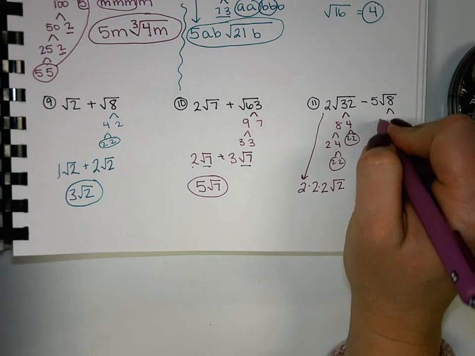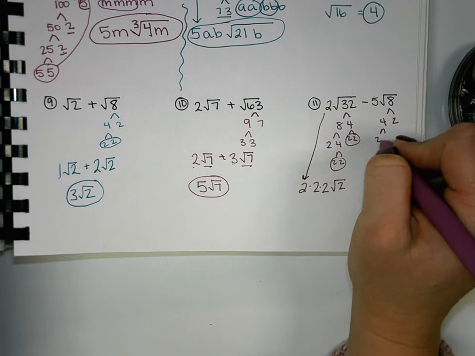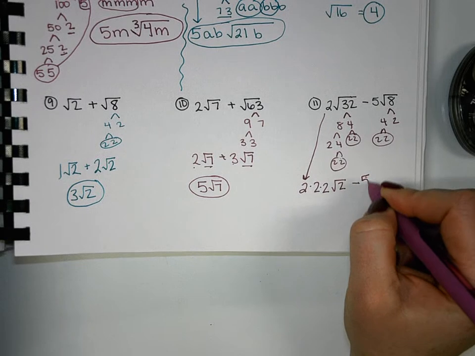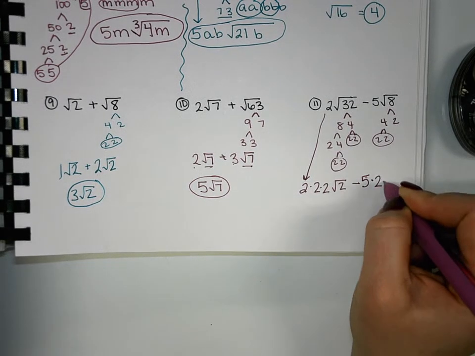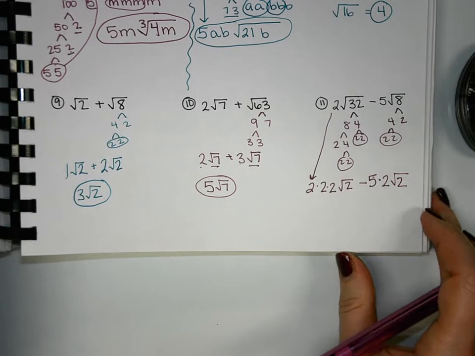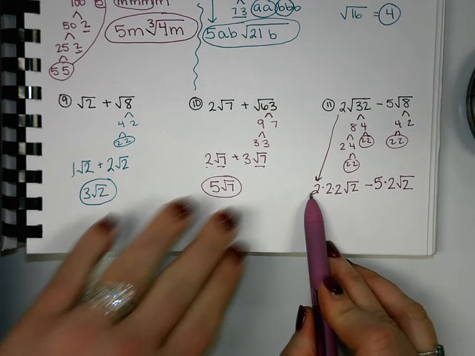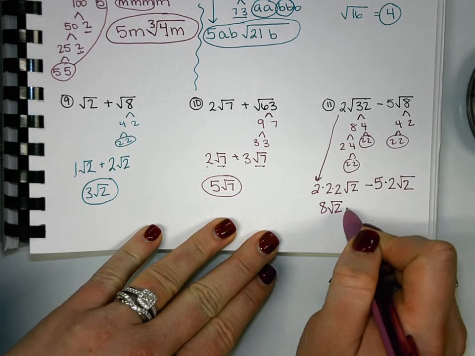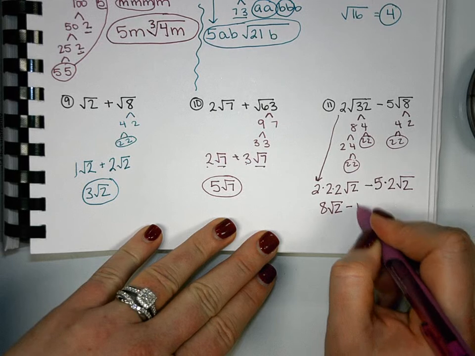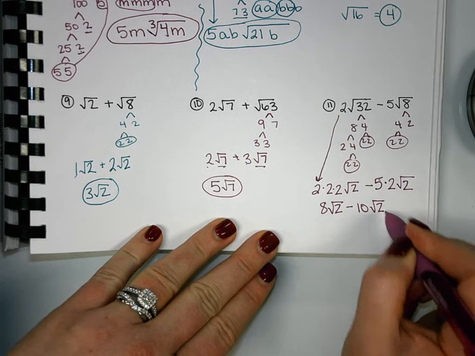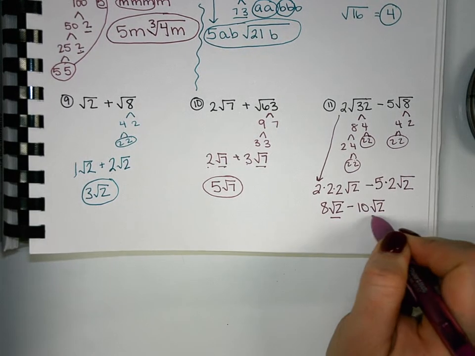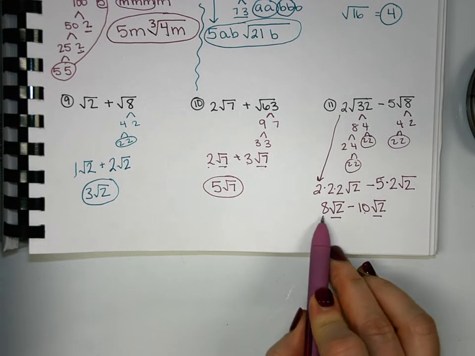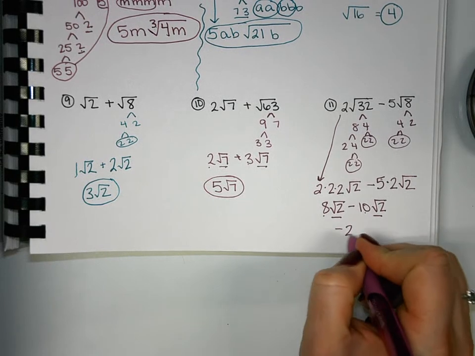We have 4 and 2. So here we'll have the 5 we bring down, the 2 from the pair, and the square root 2 that's left over. So what's 2 times 2 times 2? 8 square root 2. 5 times 2 is 10, square root 2. They're like terms because the radical is exactly the same, so we subtract the numbers in front. So what's 8 minus 10? Negative 2 root 2.